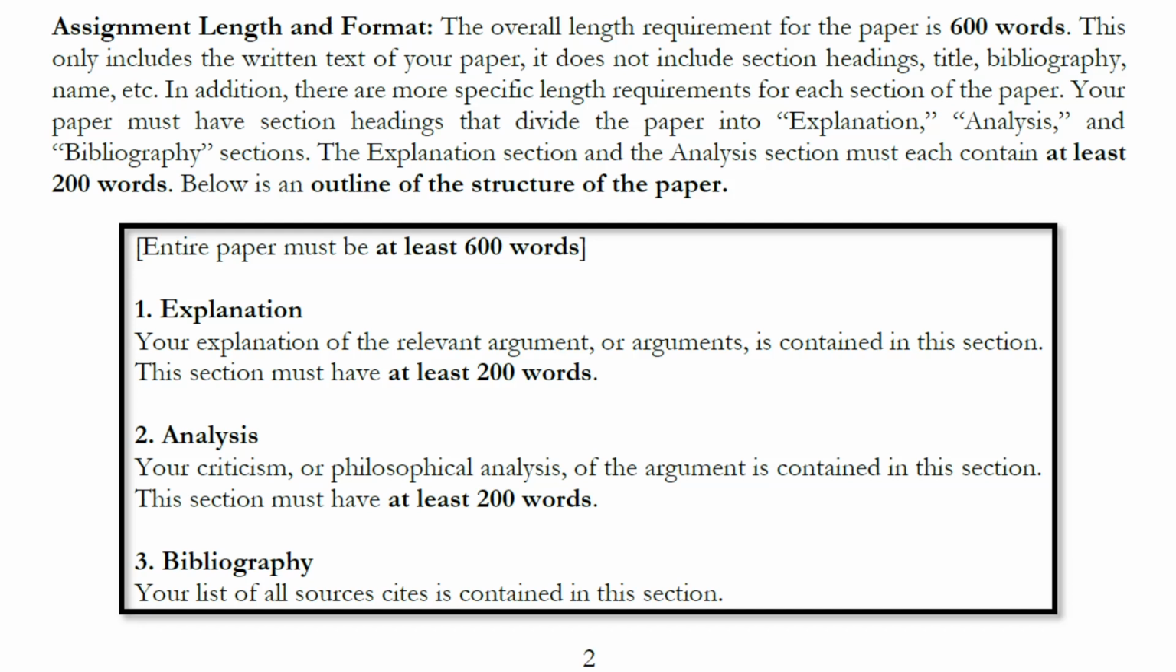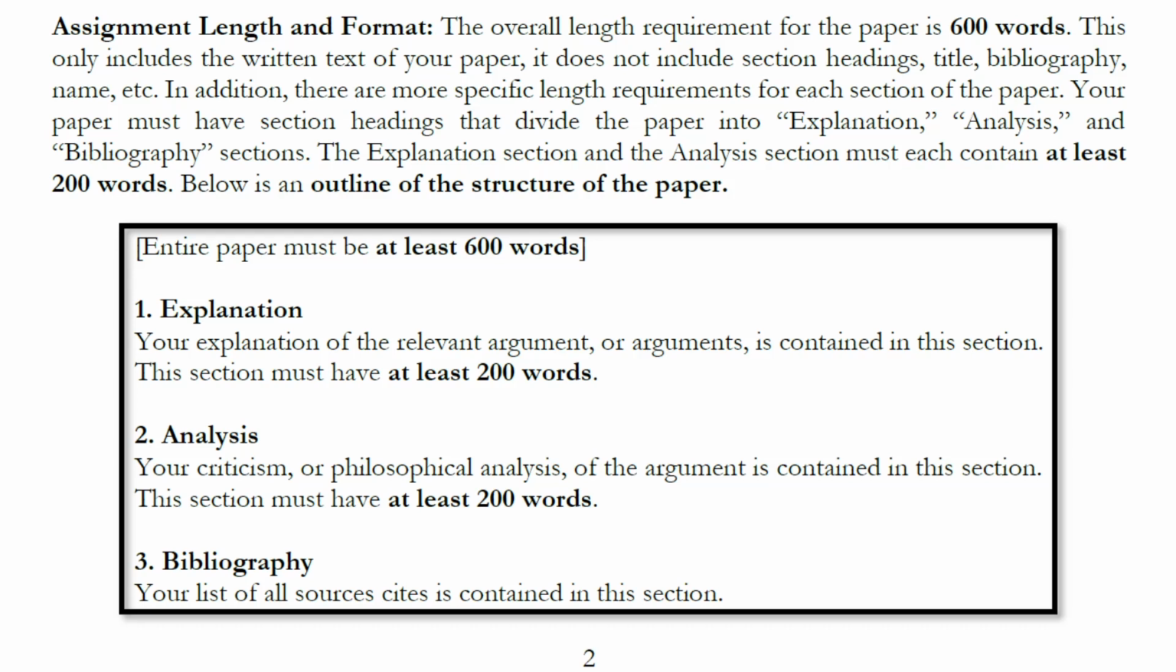As we will discuss in a later video, the purpose of your explanation section is to explain the argument you are writing about, and the purpose of the analysis section is to provide a criticism of that argument. Both of these are important aspects of the paper. You would not, for example, want to spend 590 words explaining the argument only to just have a single sentence in which you criticize it.